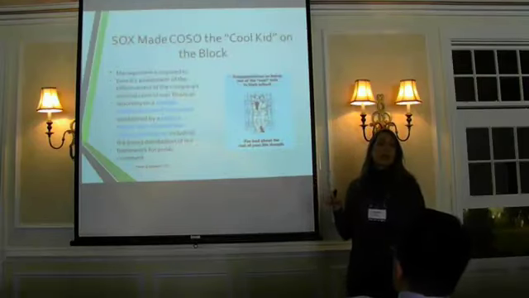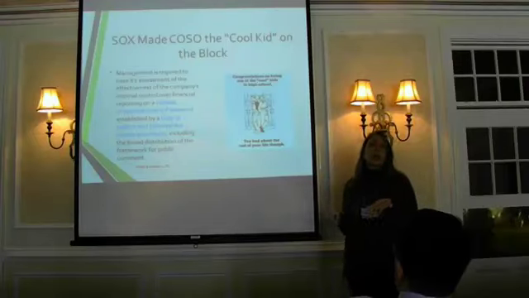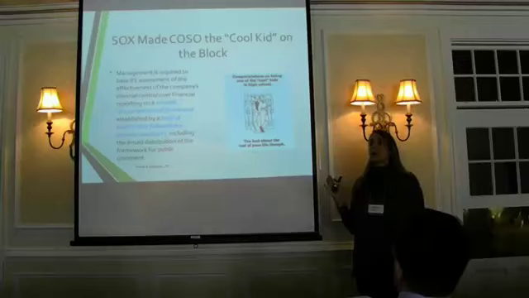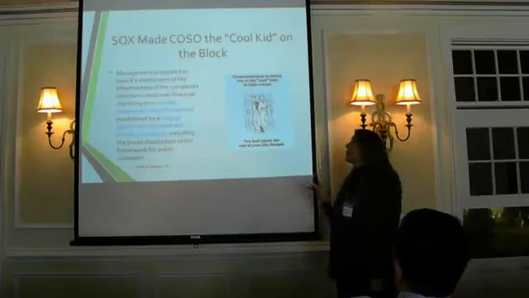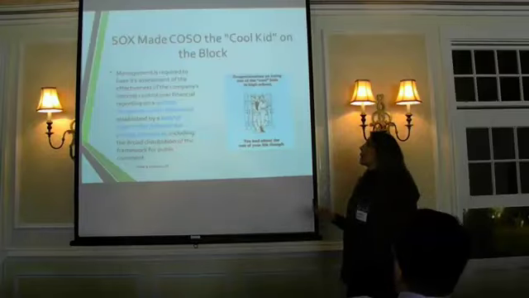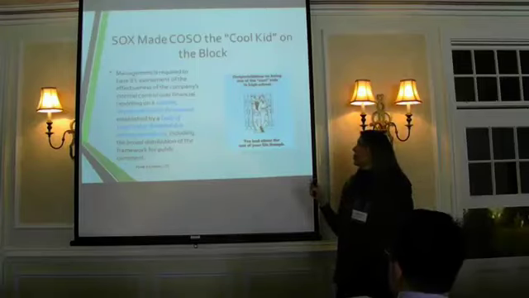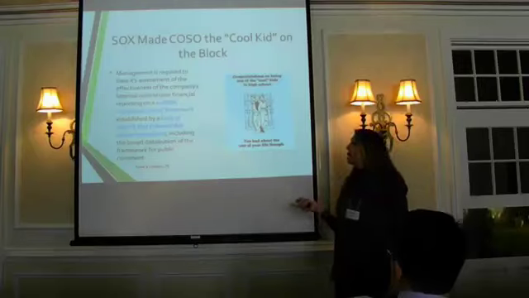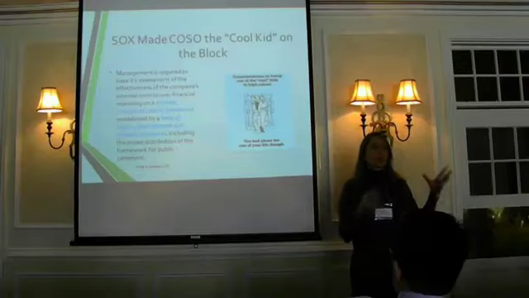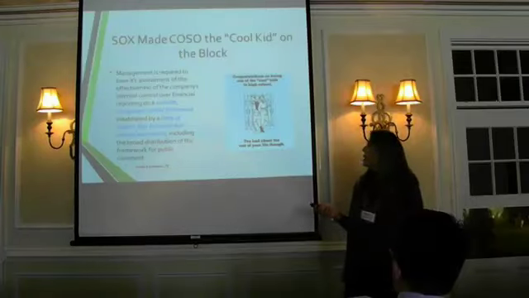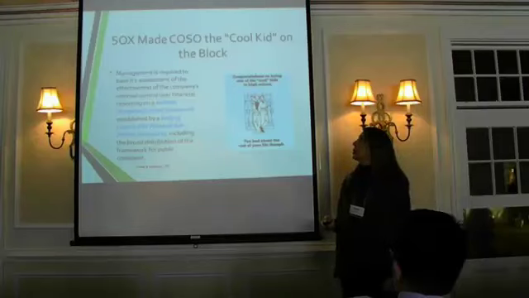What I will say is SOX kind of made COSO the cool kid on the block. The models were out there and being used, but the full implementation of COSO on a widespread basis really came down to SOX. When SOX came out, management was required to use a suitable, recognized control framework for the work they were doing, and it had to be established by a body of experts who followed a specific process. So suddenly COSO was the model to be used, and that is what most people use. That's where a lot of us have gotten familiar with COSO.